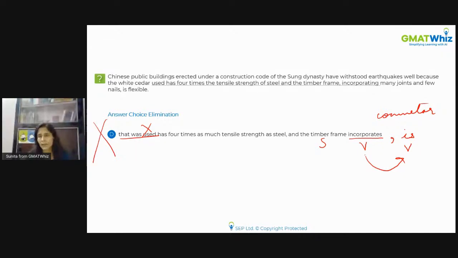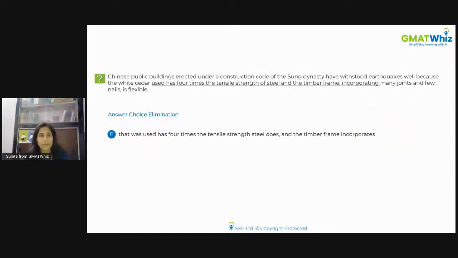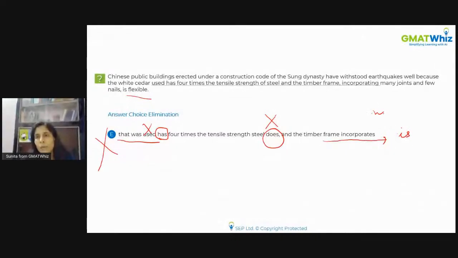A lot of you chose C and D. I hope you can see where you made the error, guys. E: that was used, same problem, was used. Has four times the tensile strength steel does is incorrect. We are talking about the possession has, so even if you had to repeat, you could have repeated has, which we did in the previous choice. And the same problem here: incorporates, and then you would have is flexible. So E is incorrect again, because incorporates would be followed by is with no connector. All right, guys, let's see if you have any questions.